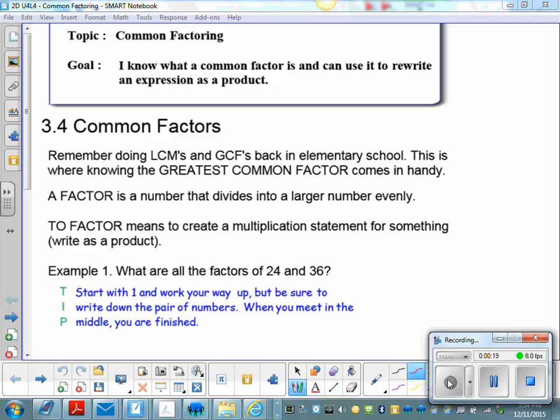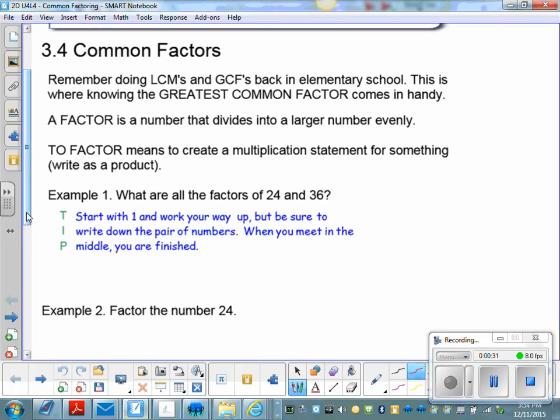Today we're going to take a look at common factoring. And our goal is, I know what a common factor is and can use it to rewrite an expression as a product. So common factoring is related back to when we talked about lowest common multiples and greatest common factors. So today we're going to focus on greatest common factors to help do some common factoring.